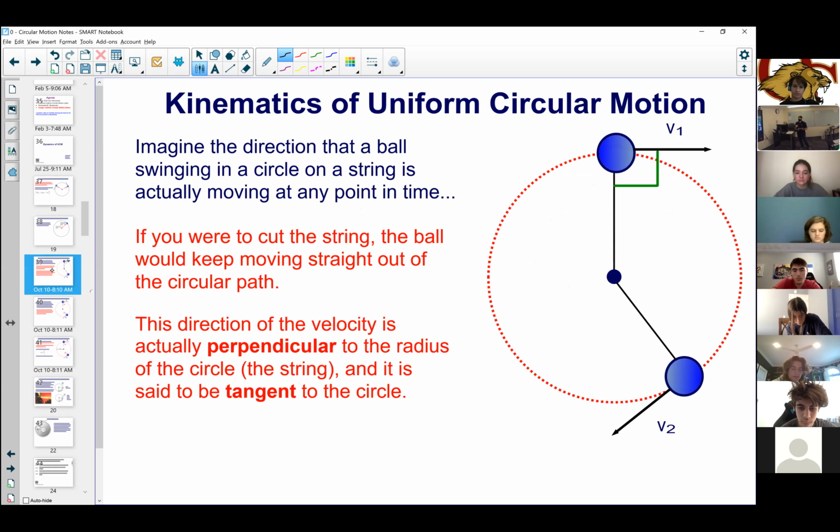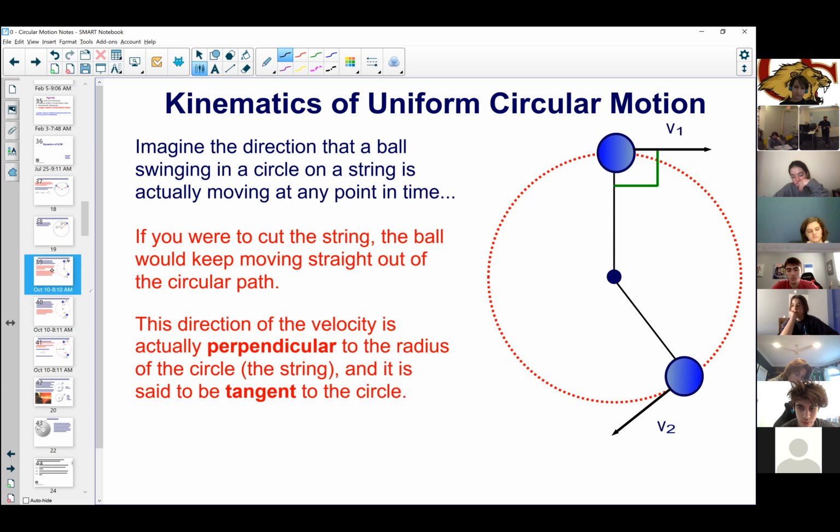Could I get someone in the room to read this one for us? Imagine the direction that a ball swinging in a circle on a string is actually moving at any point in time. If you were to cut the string, the ball would keep moving straight out of the circular path. This direction of the velocity is actually perpendicular to the radius of the circle, the string, and it is said to be tangent to the circle.